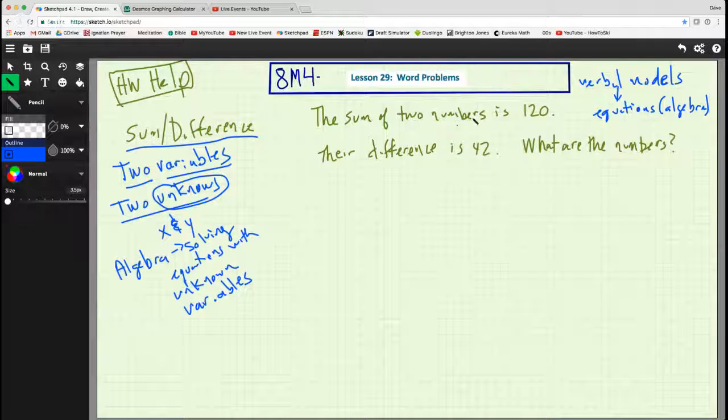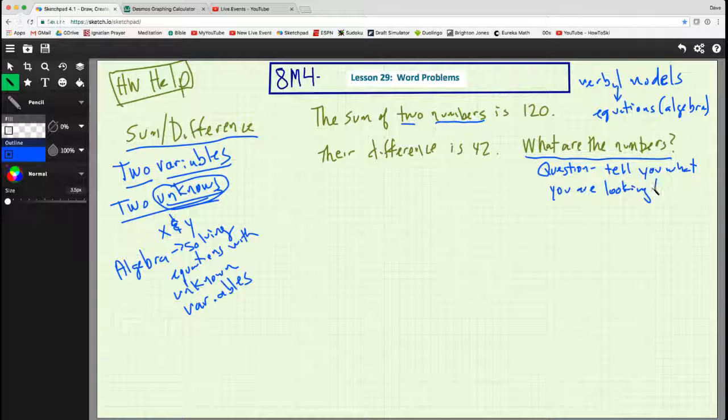So in this case, we have 2 things we don't know. We have 2 unknowns. What are the 2 things we don't know? Well, there's 2 numbers. We don't know what these 2 numbers are. And then you can always look at the question. The question will tell you what you are looking for. Almost always the 2 variables. Okay, so we don't know what these 2 numbers are.